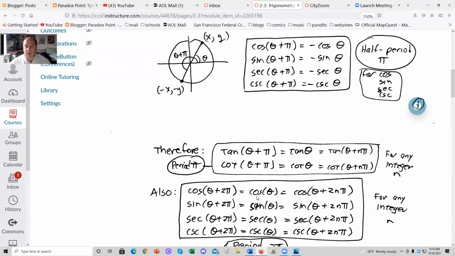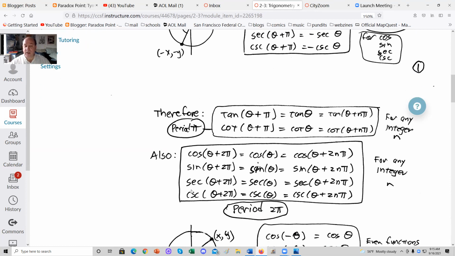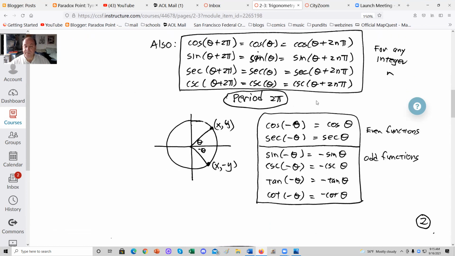Cosine of theta plus 2 pi is cosine theta. In other words, if you go around one full turn, you wind up with the same cosine. Same with sine, adding one full turn gets you the same sine. Same with secant, same with cosecant, and same with adding any integer multiple of 2 pi. So trig function of theta plus 2 pi n will be the trig function of theta. So cosine, sine, secant, and cosecant have period 2 pi. Therefore, so do tangent and cotangent as well. So every trig function has period of 2 pi. Add one full rotation, you get the same trig functions.